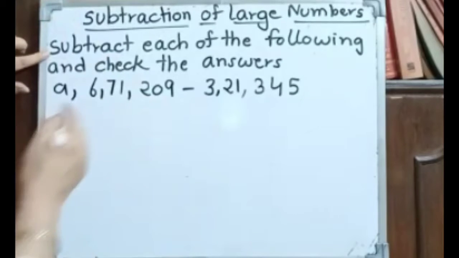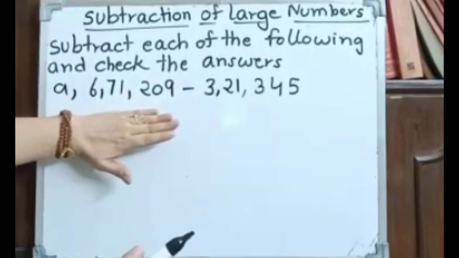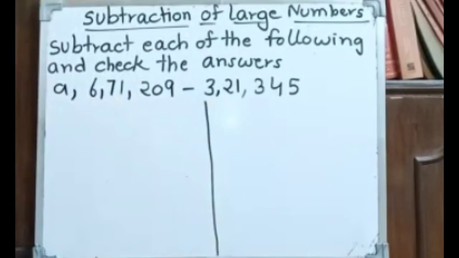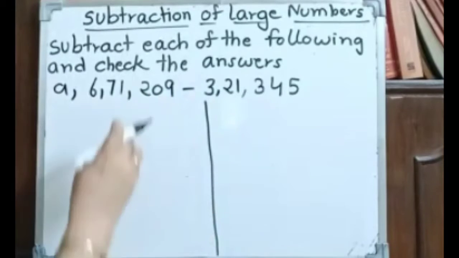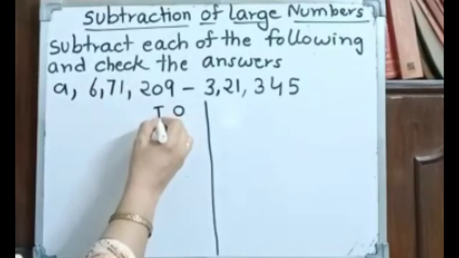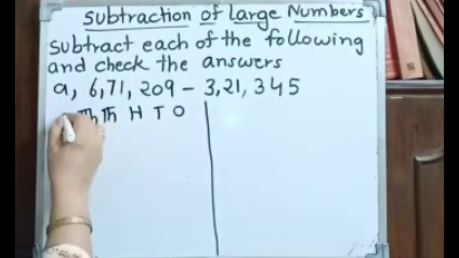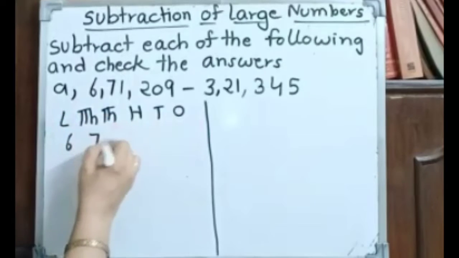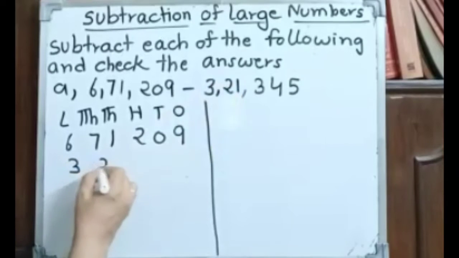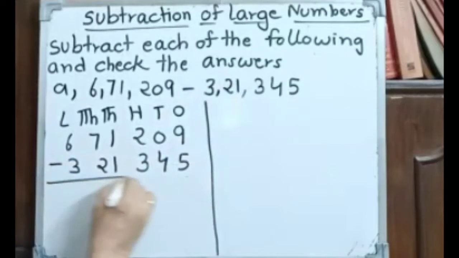So my very first sum is: subtract each of the following and check the answer. First, put it under the proper column. This is the right way from my side: you put one line in between the page. Now we have ones, tens, hundreds, thousands, ten thousands, lakh. So you put the number under the proper column. Now you minus it, that we have 3,21,345. So you all know that this is very easy.